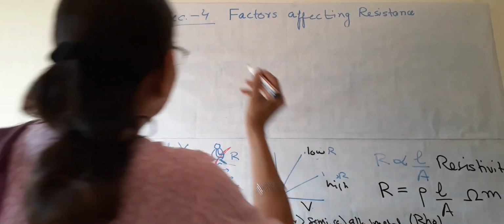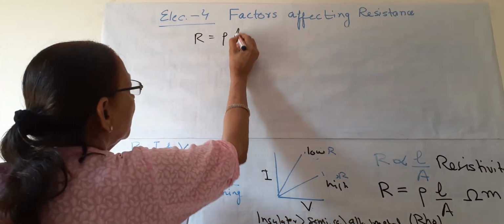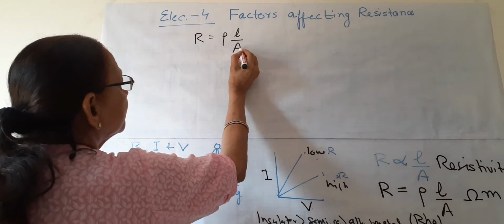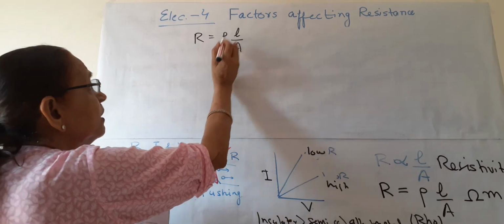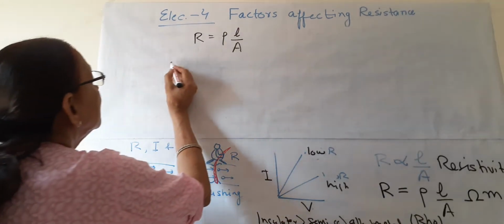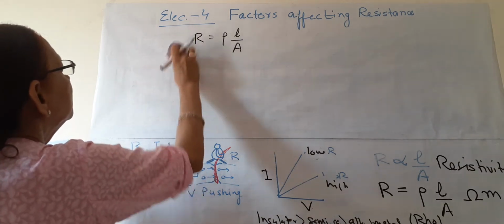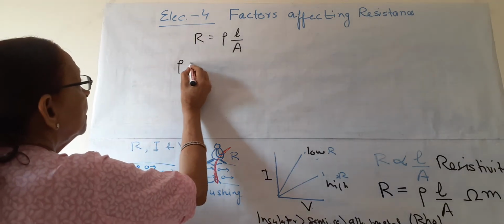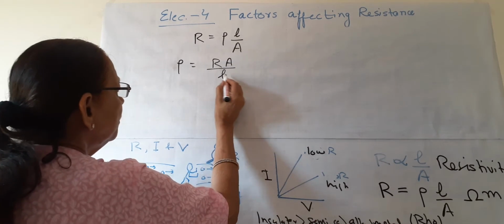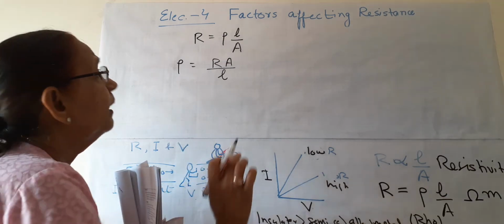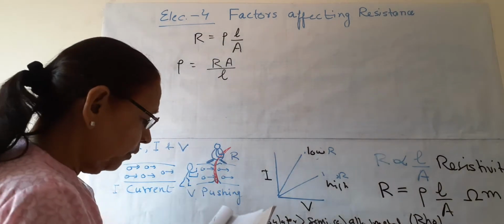We have a formula. First I will write the formula. R is equal to rho L by A. R is in ohm, rho is resistivity, L is length and A is area. So the formula for resistivity will be rho equals R A by L, derived from this. So these are the two formulas.